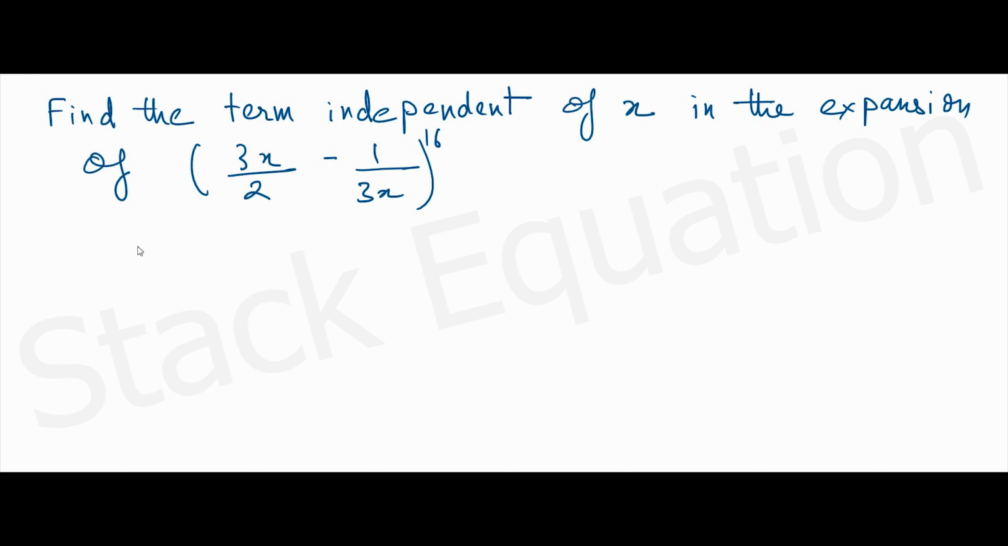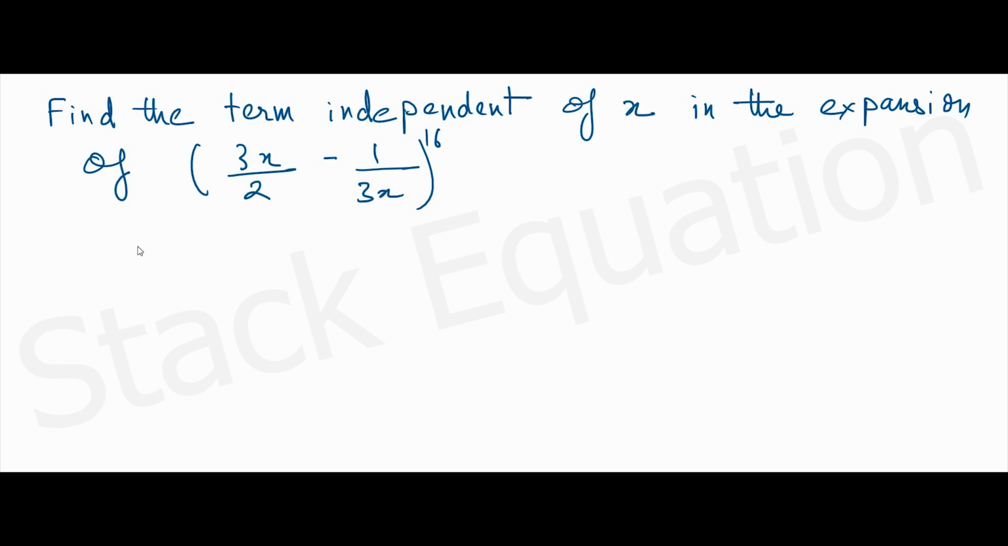Hey everybody, in this video we'll solve this problem. Find the term independent of x in the expansion of (3x/2 − 1/(3x))^16. So what is this term independent of x? It means we want a term where the power of x is 0. X has no exponent. If x to the power 0, that means it's 1. So the term which will be independent of x is most likely a fraction or a whole number.